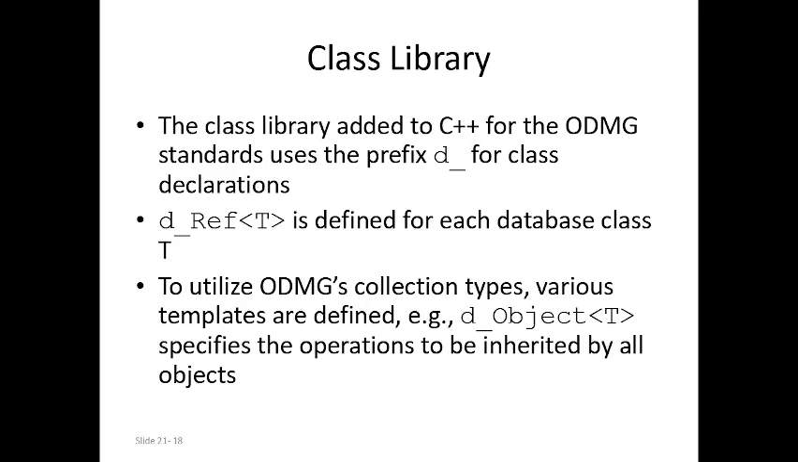For the programmer to refer to database objects in a program, a class d_Ref<T> is defined for each database class T in the schema. Hence, a programmer variable of type d_Ref<T> can refer to both persistent and transient objects of class T. In order to utilize various built-in types in the ODMG data model, such as collection types, various template classes are specified in the library.